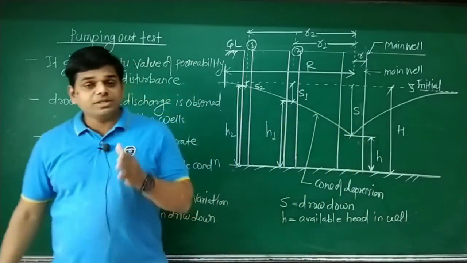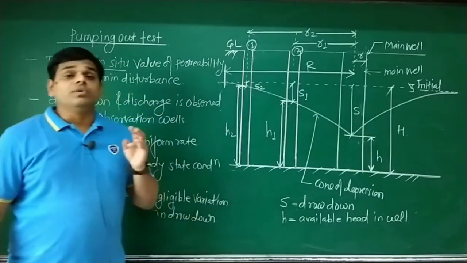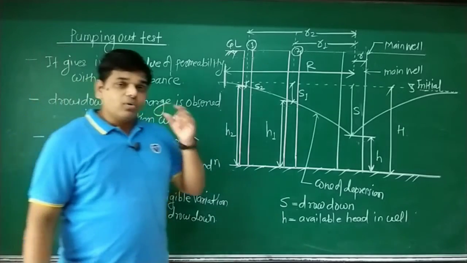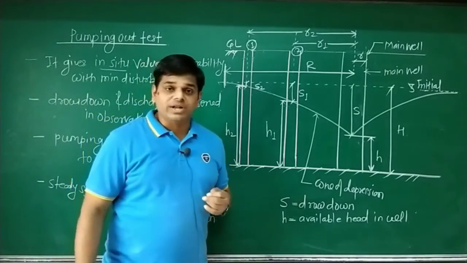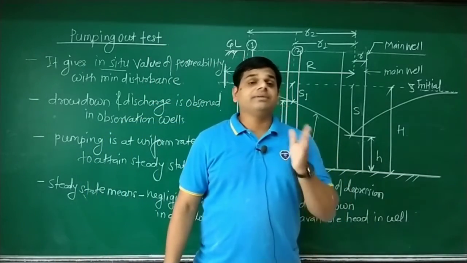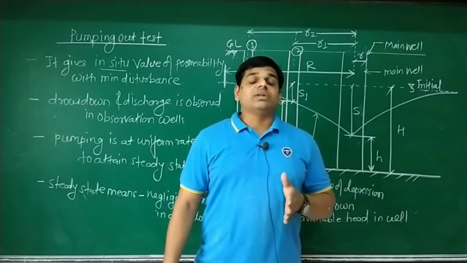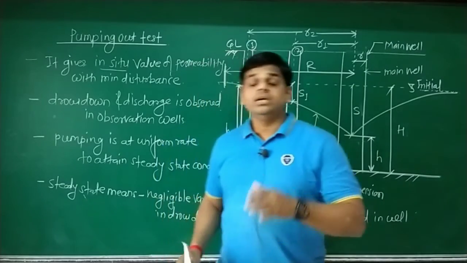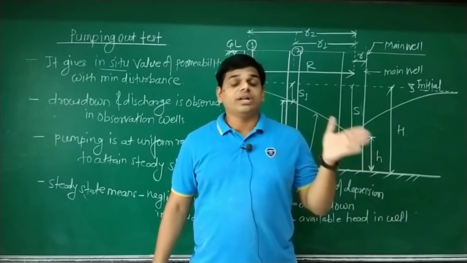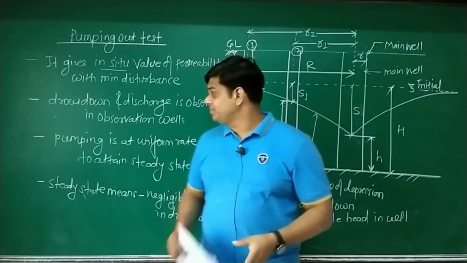Whenever we perform this practical on field, we require 3 bore wells: the main bore well and 2 observation wells. We are going to keep a record of drawdowns and the discharge in the main well as well as in the observation wells. How these are arranged, what the observation wells are, and where they are located we will discuss later on.